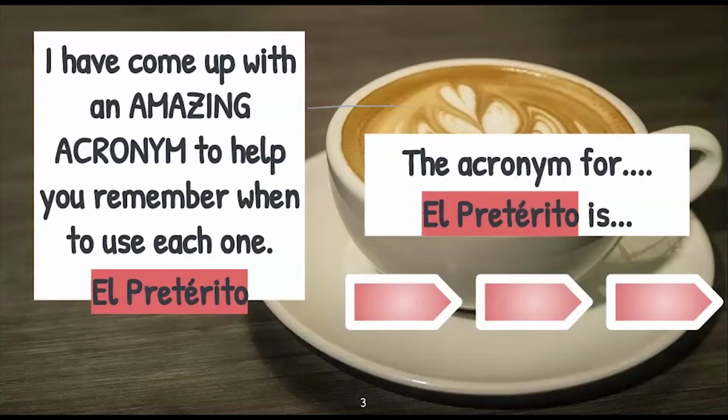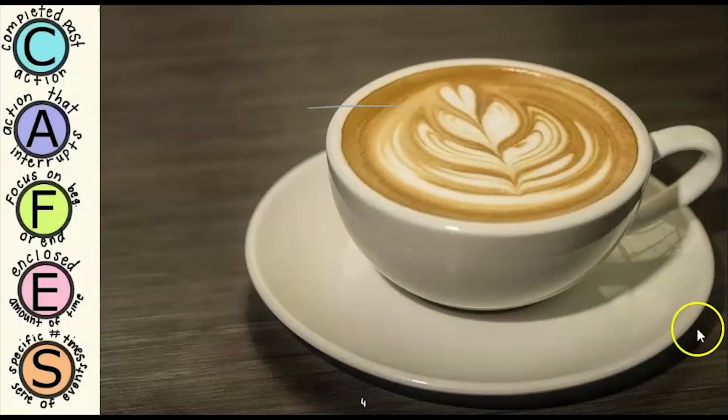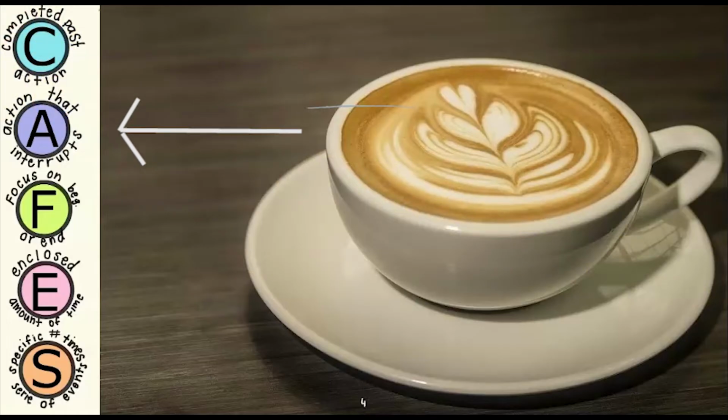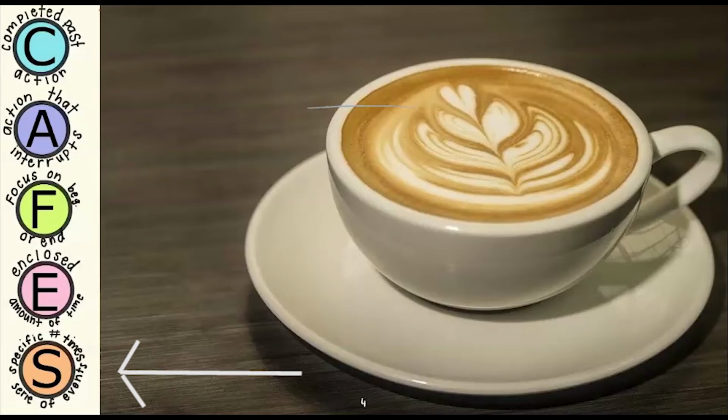I have come up with an amazing acronym to help you remember when to use each one. The acronym for el pretérito es cafés, which means cafes or coffees. So the C stands for an action that is completed in the past. A, an action that interrupts. F, focus on beginning or end. E is for enclosed amount of time. And S is for specific number of times or a series of events.